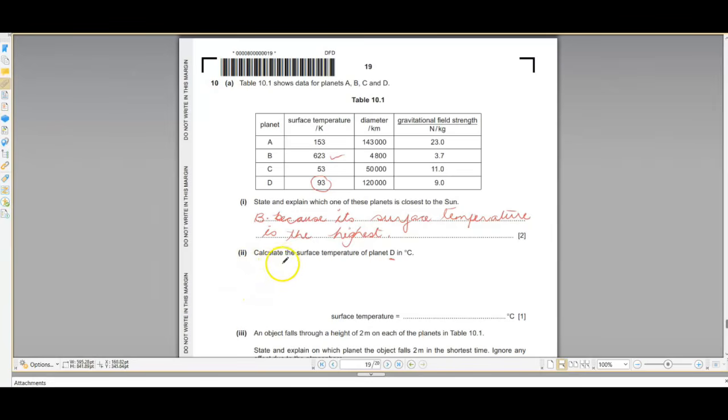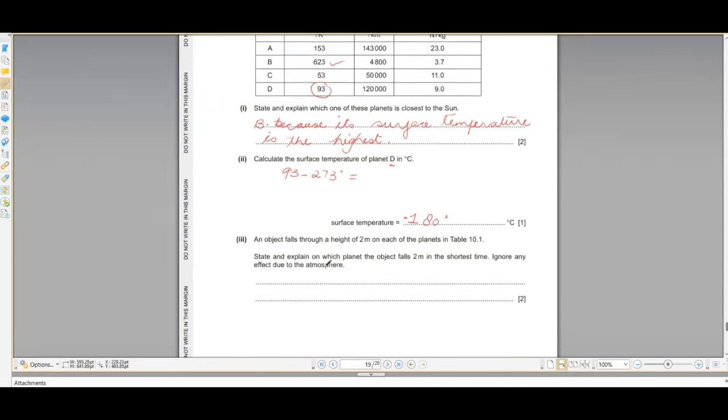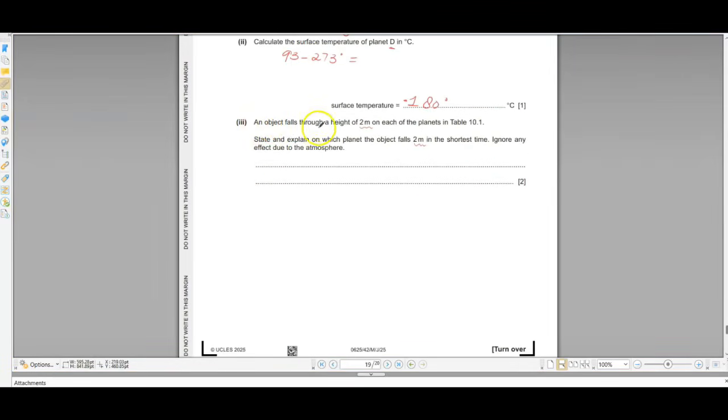If we need to convert something from Kelvin to degrees Celsius, we have to subtract 273 from it. So this gives us an answer of negative 180 degrees. Okay? So that's how we convert them. And if you have to convert something from degrees C to Kelvin, you've got to add 273 to it. Okay?